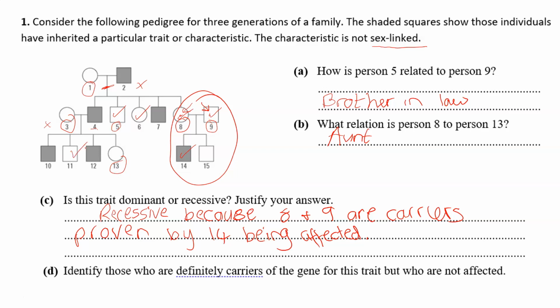Number 11, both parents carry it or have it, so number 11 must be a carrier. Number 13, and of course, number 15. So because it's recessive, and for the offspring to exhibit it, everyone who doesn't actually exhibit the trait must be carriers.